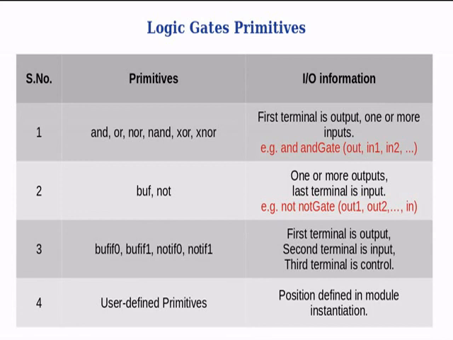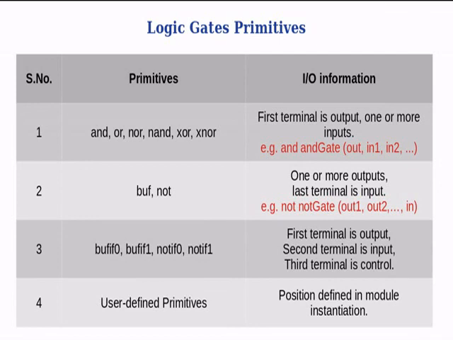In the second row, the buffer and NOT gate are described. They have one or more outputs but only a single input. In the example, all the variables are outputs and only the last variable is the input.